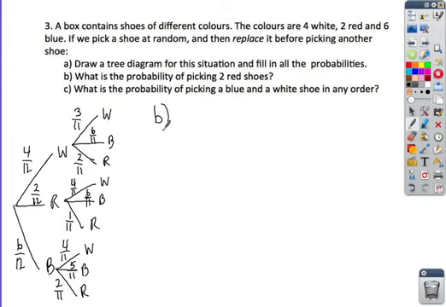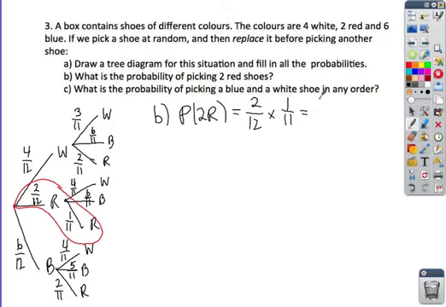Now to answer the questions, what is the probability of picking 2 red shoes? Again, you can use some form of notation, probability of 2 reds if you want. So now you're going to follow the branch that has 2 reds, so that would be this branch here. And you're going to multiply their probabilities. You're using the multiplication rule that we learned on the first slide. So the 2 probabilities multiplied, 2/12 times 1/11, resulting in a probability of 2 out of 121.